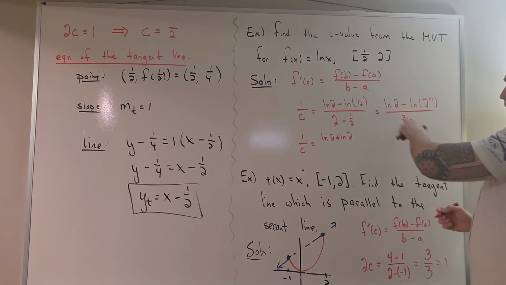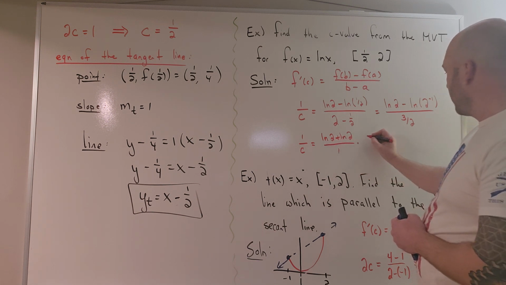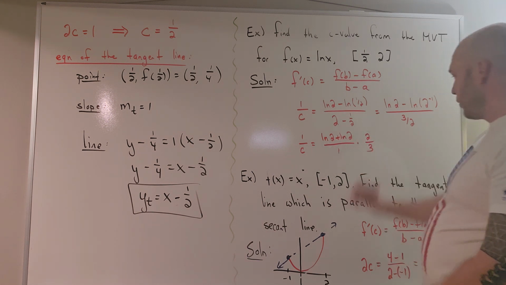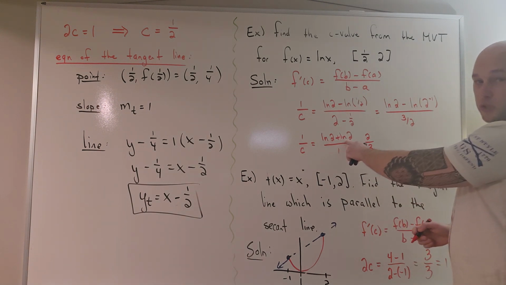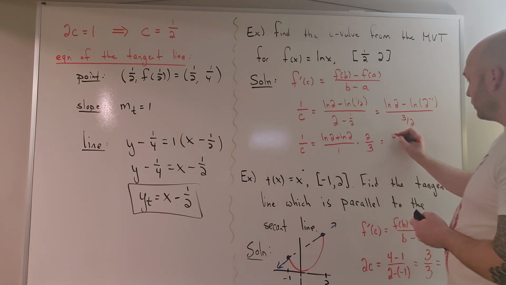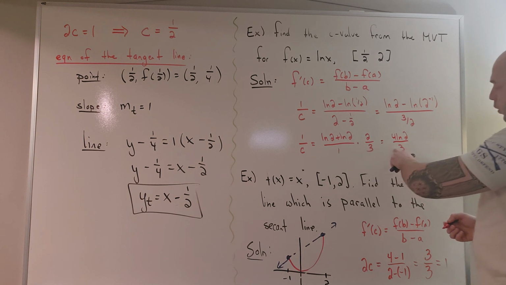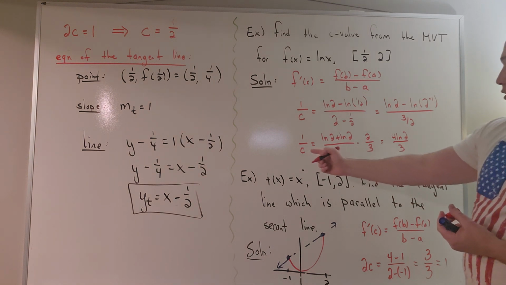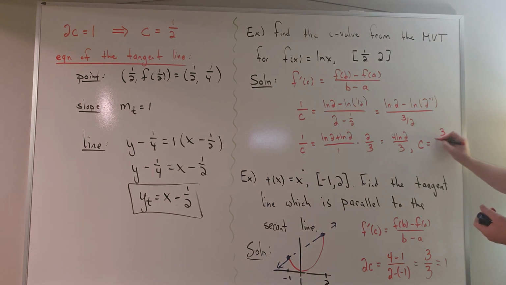And then if I divide by 3/2, that would be the same thing as multiplying by the reciprocal, so multiplying by 2/3. Here I'd have log 2 plus log 2, which is 2 log 2, multiplied by 2, which would be 4 log 2, and then over 3. So 1/c is 4 log 2 over 3, and then if I just cross multiply here, I would get the value of c to be 3/4 natural log of 2.